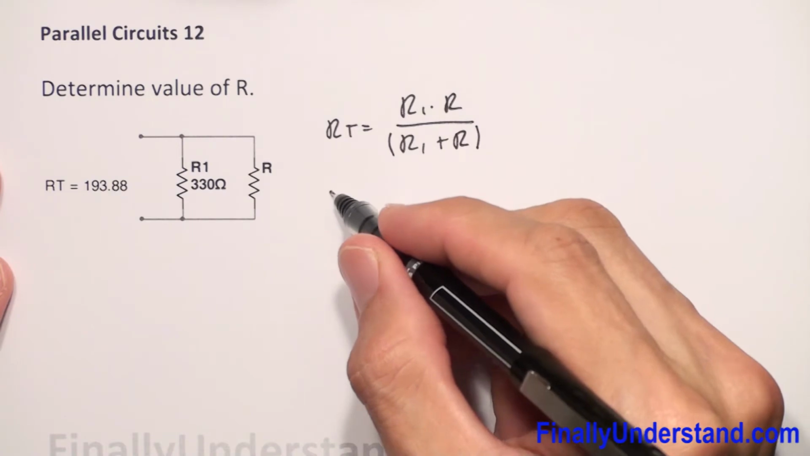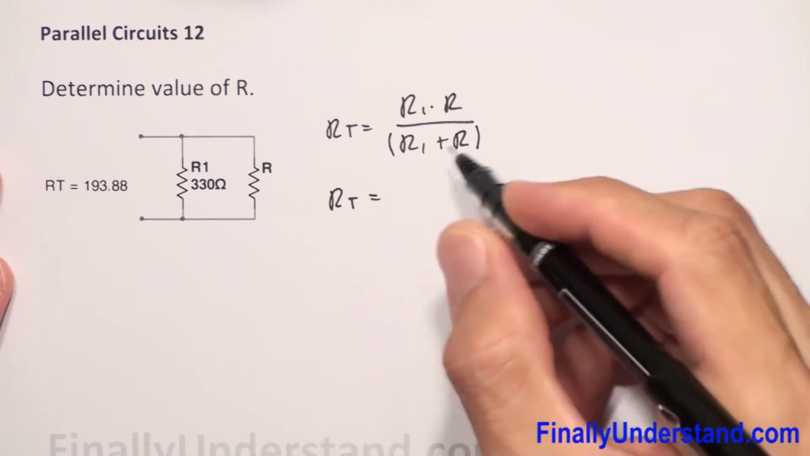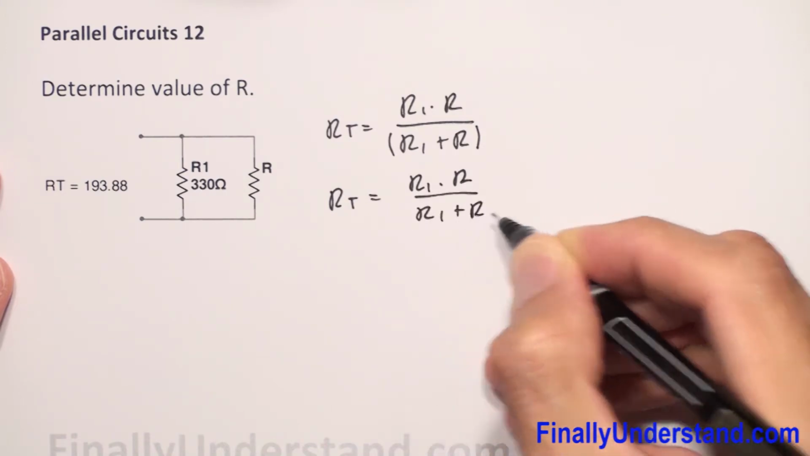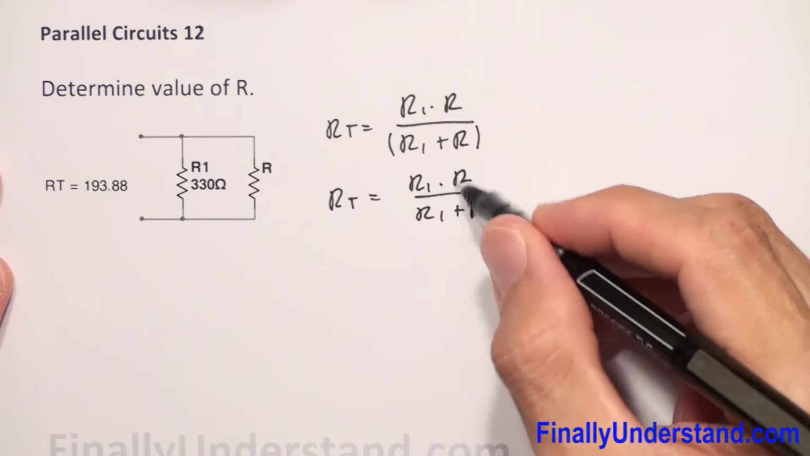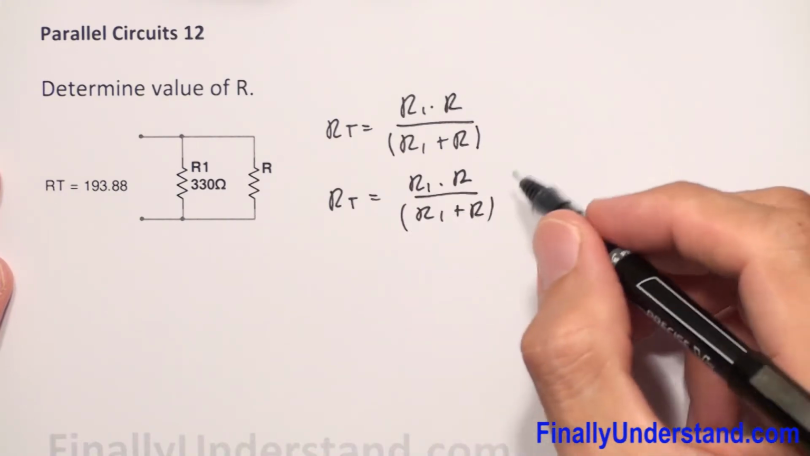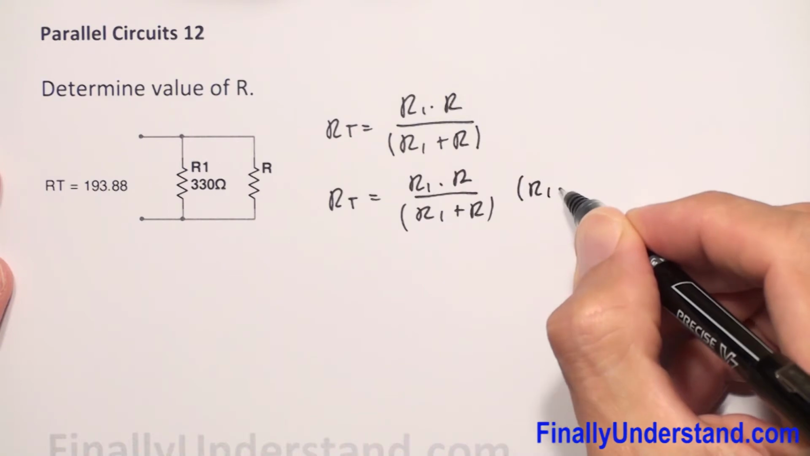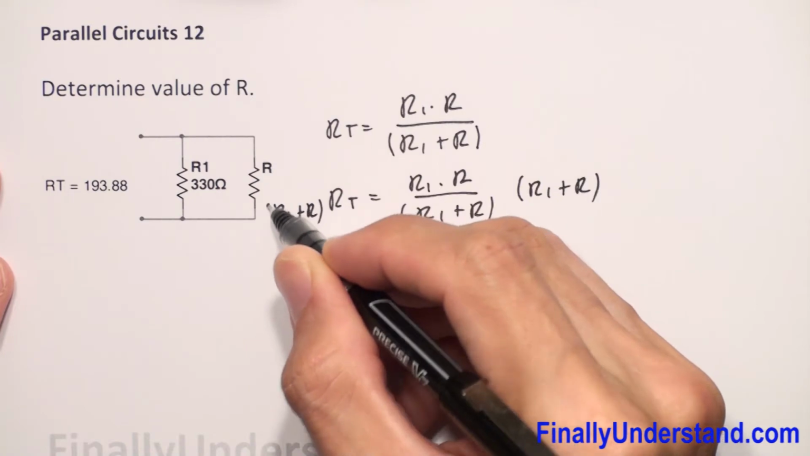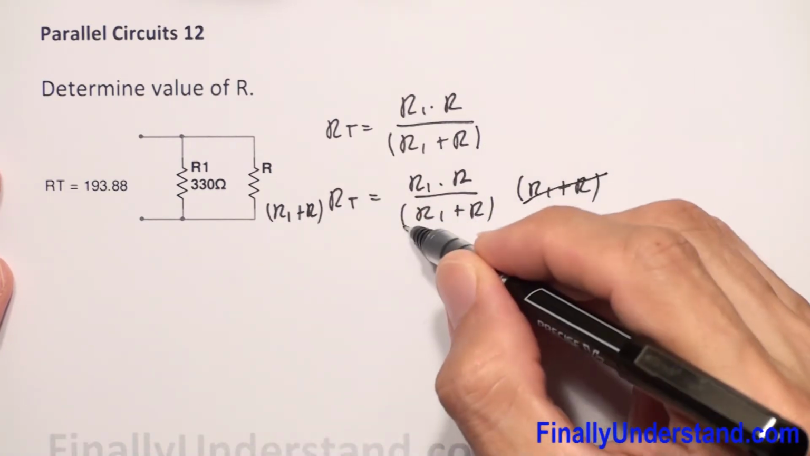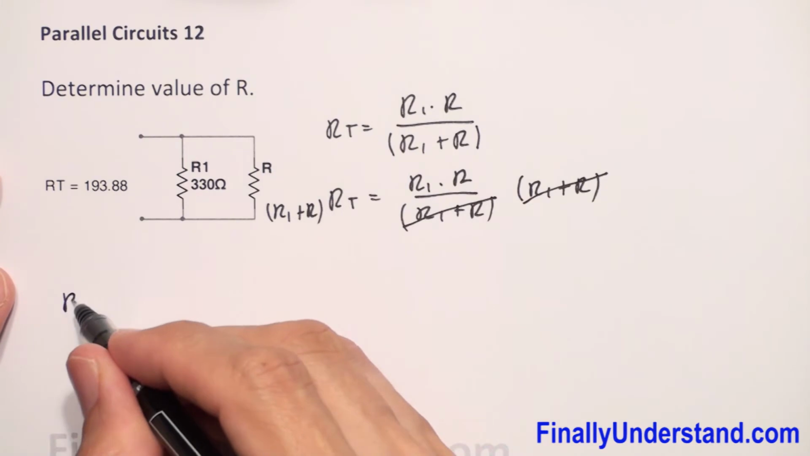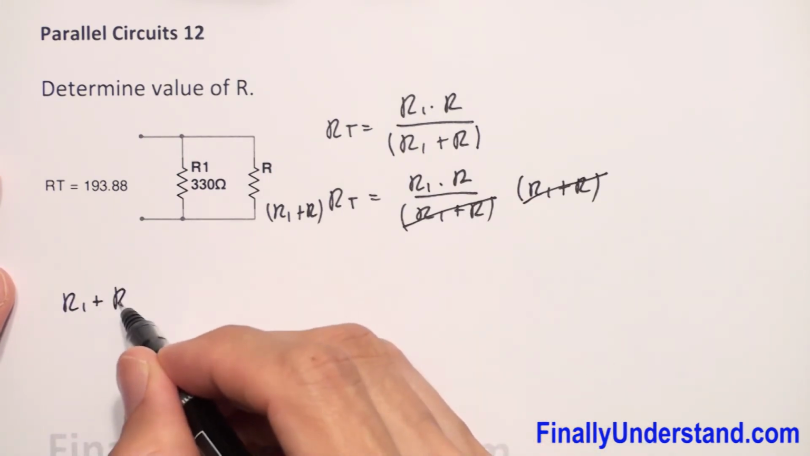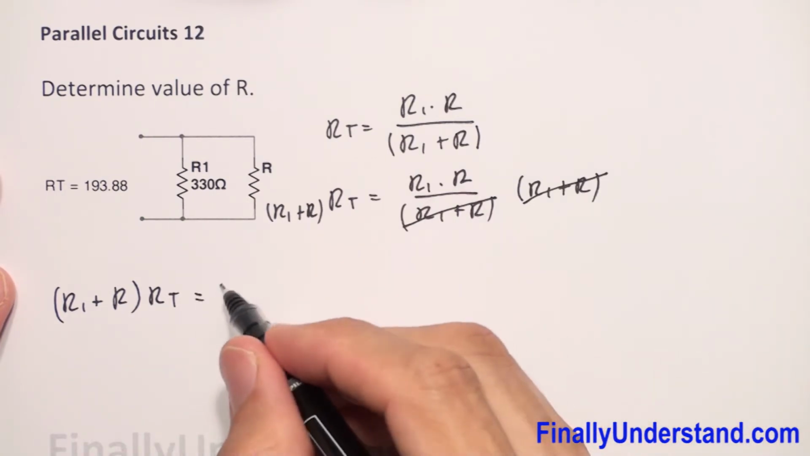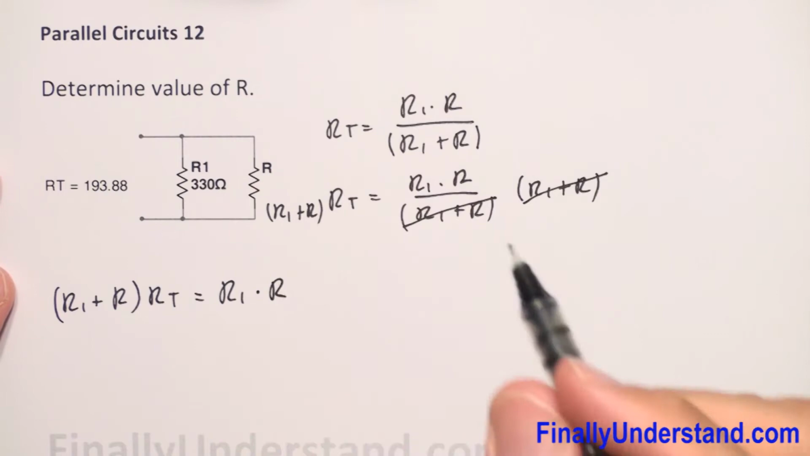So let me write this down again. R total is equal to R1 times R over R1 plus R. Okay, so what I'm going to do is eliminate the fraction first. I multiply both sides of the equation by R1 plus R. R1 plus R will cancel out, and I have R1 plus R times R total is equal to R1 times R.